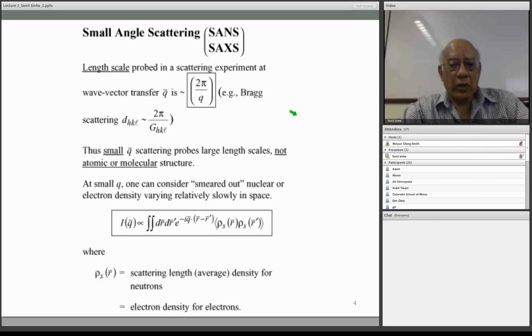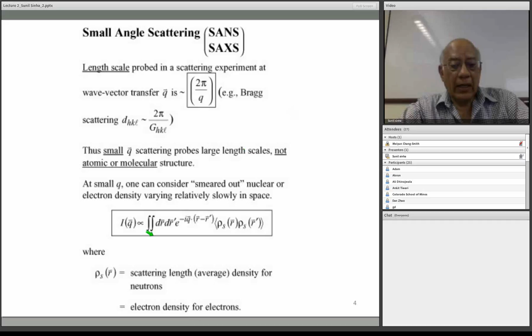Now, let us assume that we've got some kind of object which has a certain volume and shape and a certain scattering length density, and there's just one such object. So we're assuming a very dilute solution for small angle scattering, and it's floating in a solvent in solution, and we want to consider the scattering from this object.